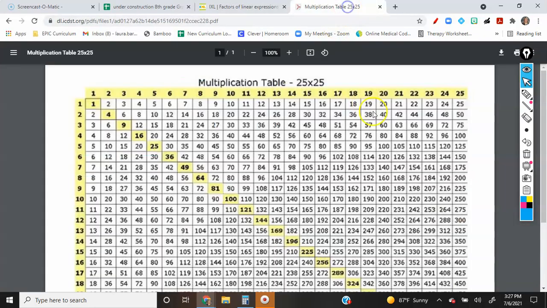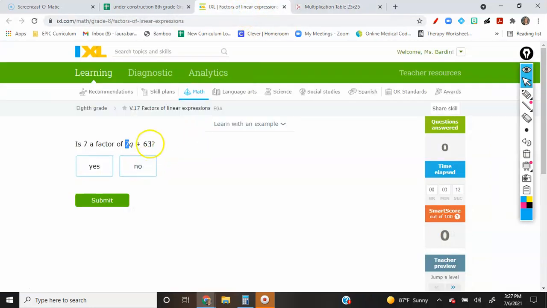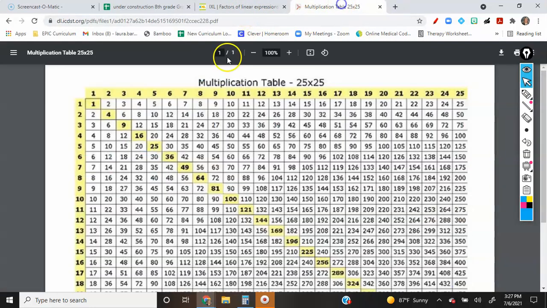So let's look at it. Let's go to our sevens table. Is 7 a factor of 7? Yes, it is, because 7 times 1 is 7. Is 7 a factor of 63? Yes or no? Yes, it is, because 7 times 9 is 63.